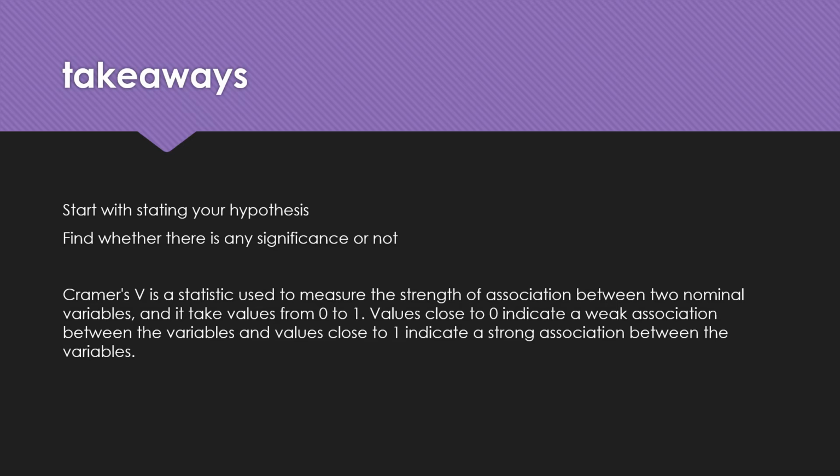Cramer's V is a statistic used to measure the strength of association between two nominal variables, and it takes values from 0 to 1. Values close to 0 indicate a weak association between the variables, and values close to 1 indicate a strong association between the variables.